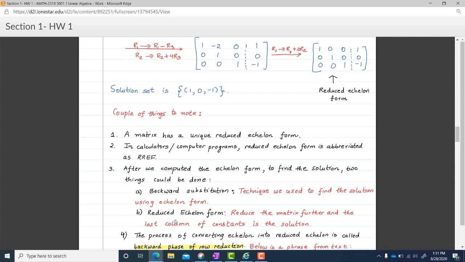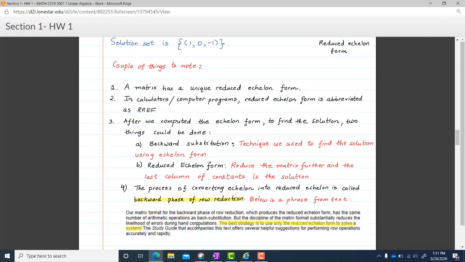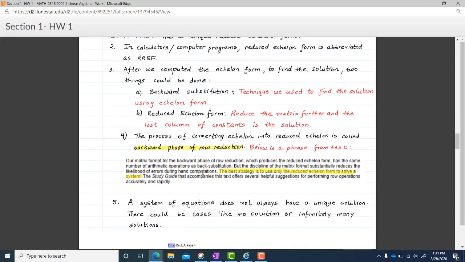And then you can read these after we calculated. This is what I have discussed: backward substitution or reduced echelon form. You can do any of these things. Okay, this is a note about your efficiency. It's better to calculate reduced echelon form in applications.